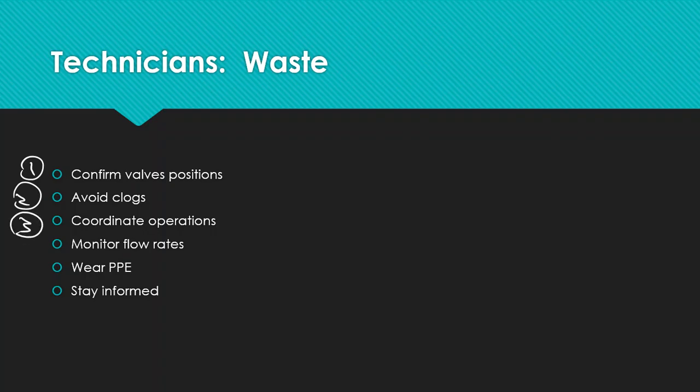Number three, coordinate operations. Number four, monitor the flow rates, as you can expect. Number five, wear the proper PPE, personal protective equipment. And number six, please stay informed. Stay informed with what you're working with, what they're producing, with all the things that go on in this type of situation. You want to be aware of the circumstances and your surroundings. So stay informed of every step of the process. Why are you doing what you are doing? What is the importance of your job? That is a very special little nugget of information that I think all of us should carry on our shoulders because it would help us appreciate our job a little bit more.